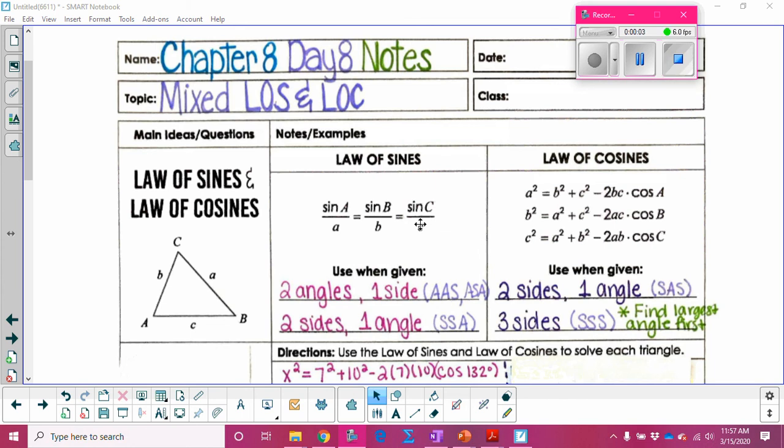When you're given a problem, you need to know whether to use the law of sines or law of cosines to solve the problem. If you're given two angles and one side, either an included side or a non-included side, you're going to use the law of sines.